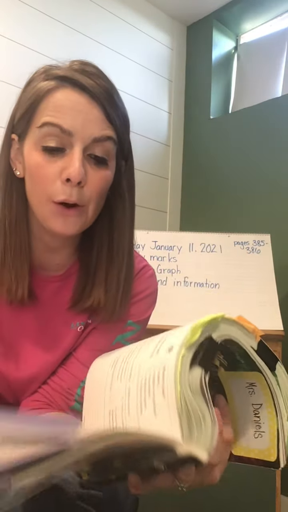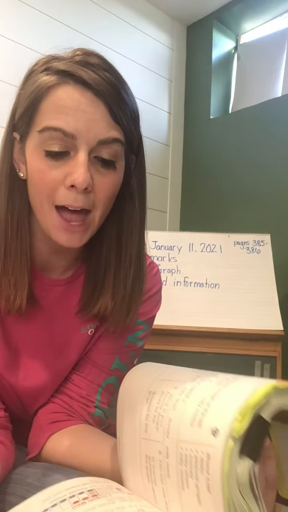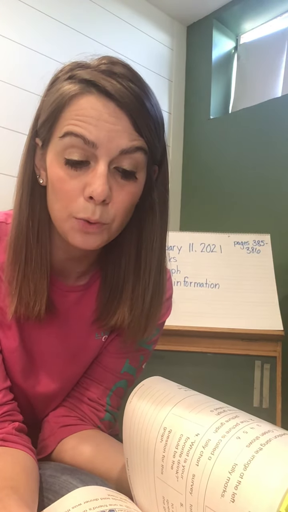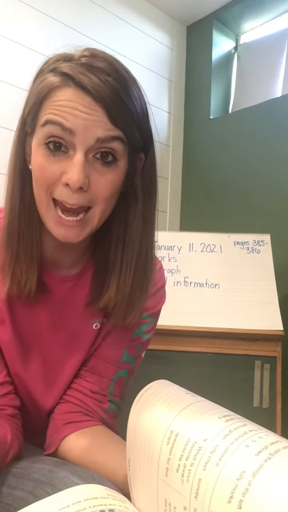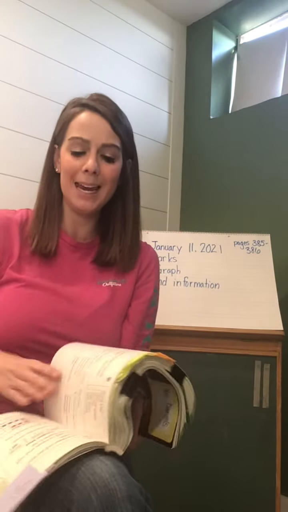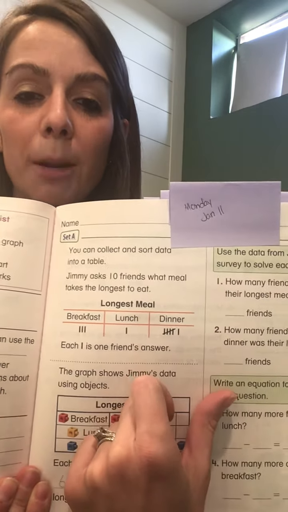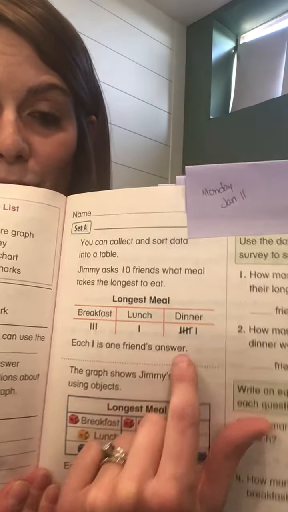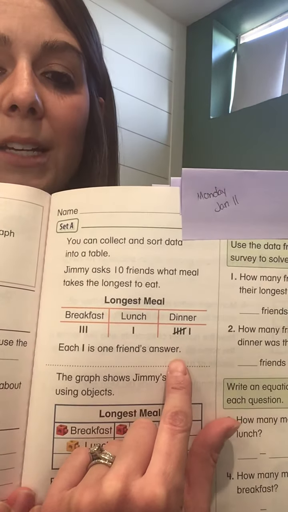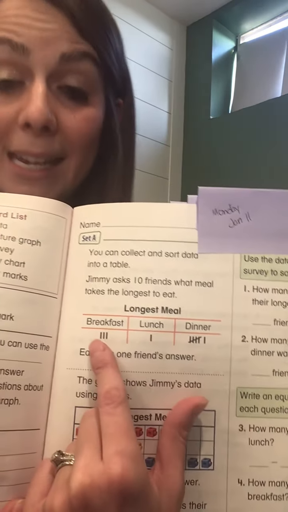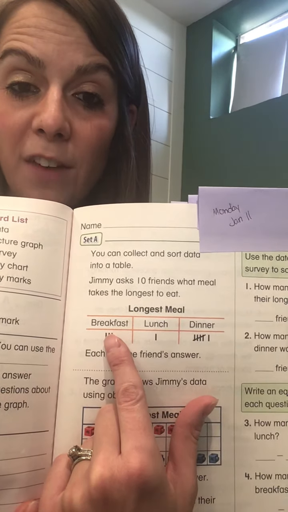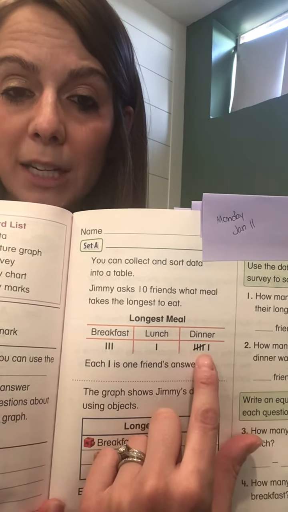All right, so for set A, it talks about how you can collect and sort data into a table. Now it's not the kind of table we eat at. Remember, this can be called a table. So Jimmy asks 10 of his friends what meal takes the longest to eat. Our choices were breakfast, lunch, or dinner.